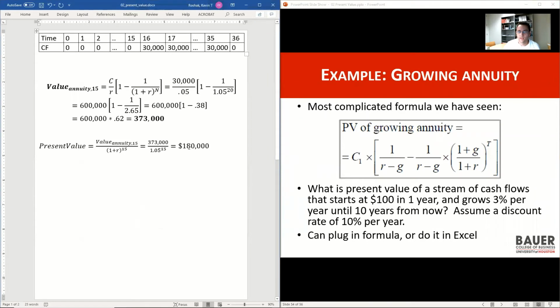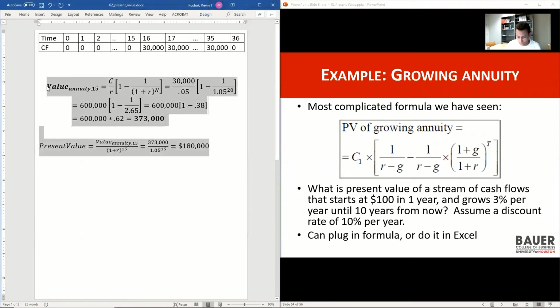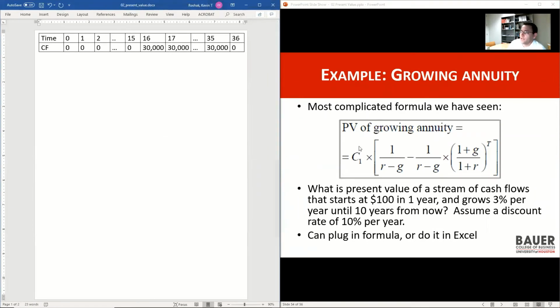Okay. So let's do it the hard way. Let's do it with a formula first. We want to find the present value of a stream of cash flows that starts at $100 in 1 year, and it grows 3% per year for 10 years. And we've got a discount rate of 10%.